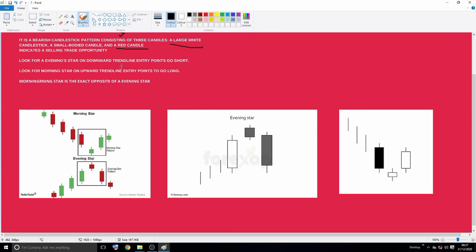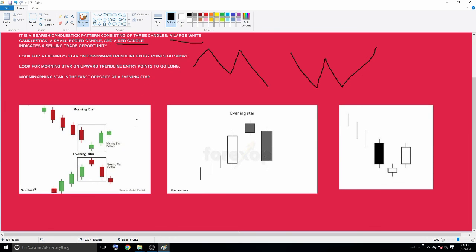Look for an evening star on an upward trend line to go short. Look for a morning star on a downward trend line to go long. Morning star is the exact opposite of the evening star. So here is a morning star pattern. We have the market that is dropping, and then we have this first candlestick, then this small one, and then we have the close above this one, and then we are looking to start pushing to the upside.